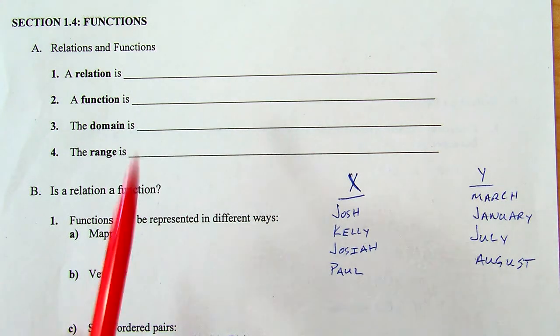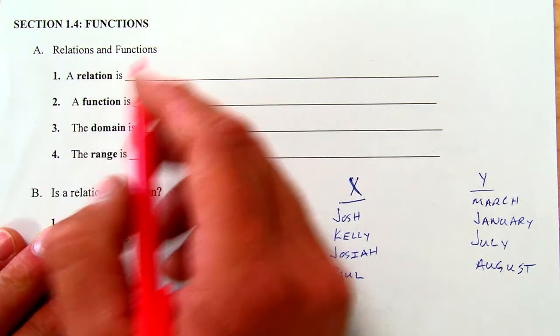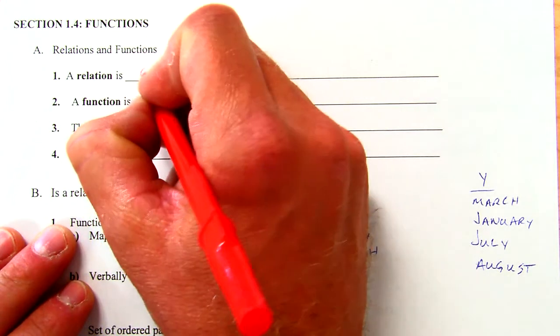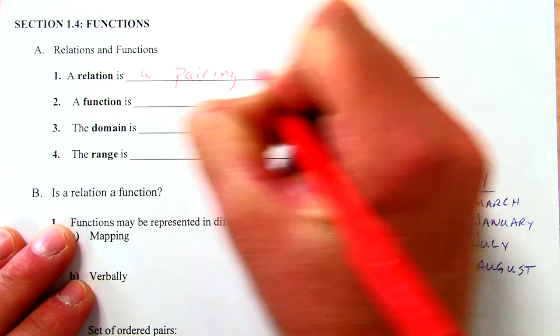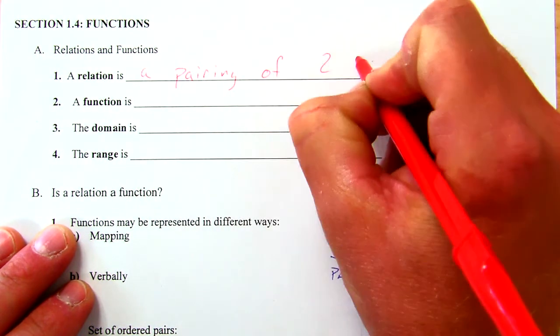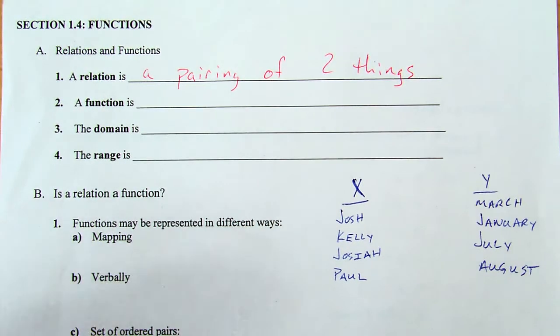So a few definitions first before we start about what a relation is. A relation is just a pairing of two elements. Usually in math we pair x's and y's, so that's what the idea is, but I guess it really could be anything.